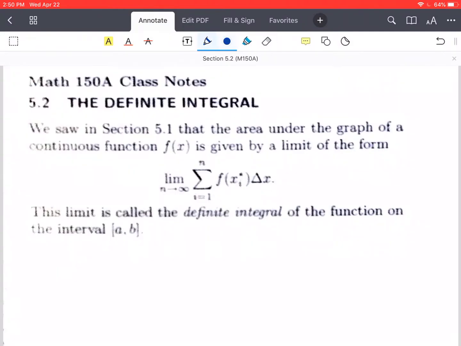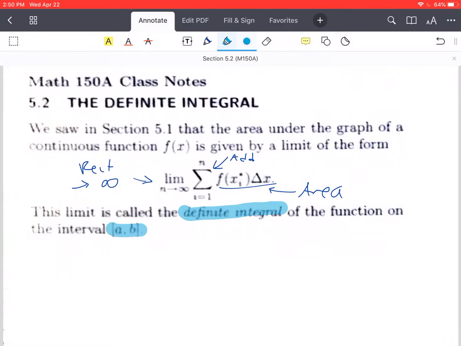So what we have here is the number of rectangles going to infinity. So we add, and then this is the area of each rectangle. So we add all those up, and there we go. This limit is called the definite integral of the function on the interval from a to b. So the definite integral is this limit, technically speaking. It's the limit that gives us that exact area under the curve.